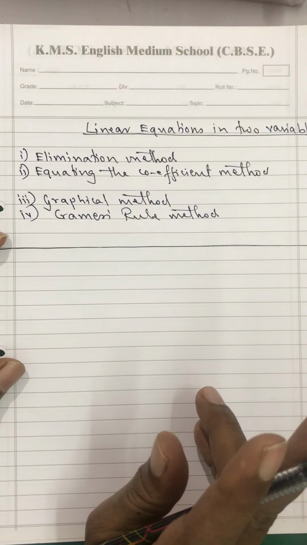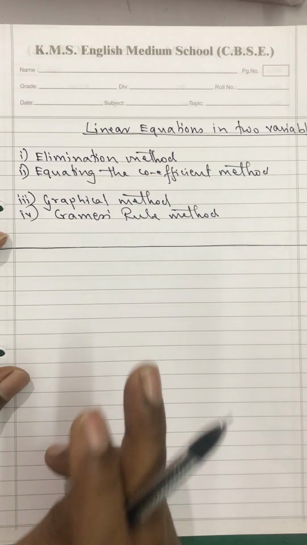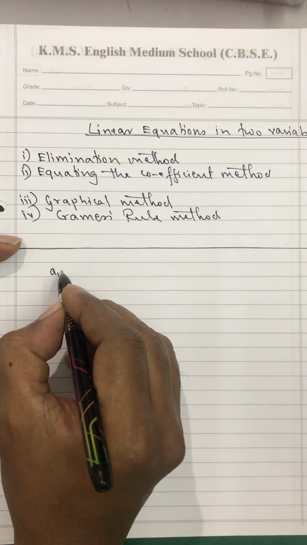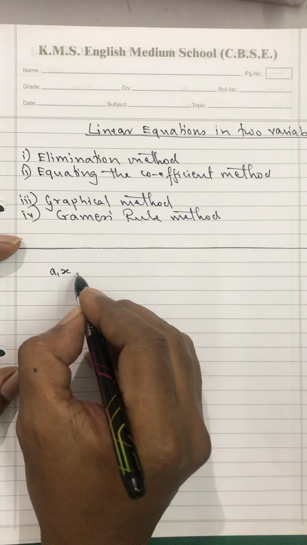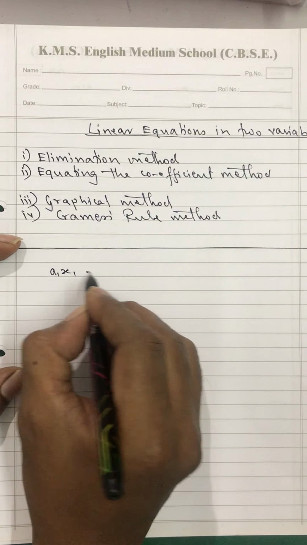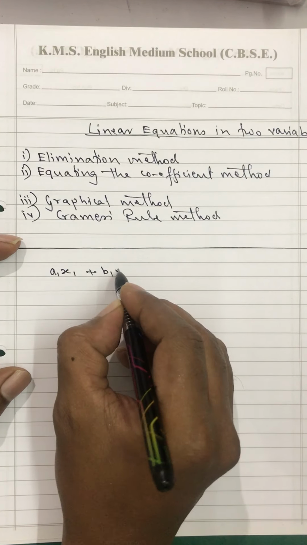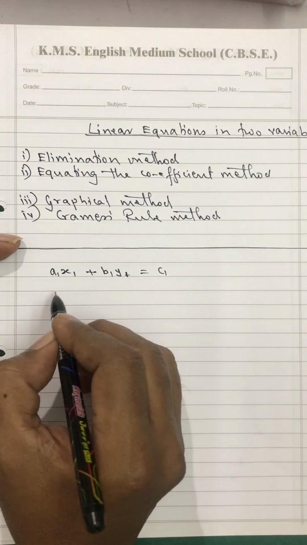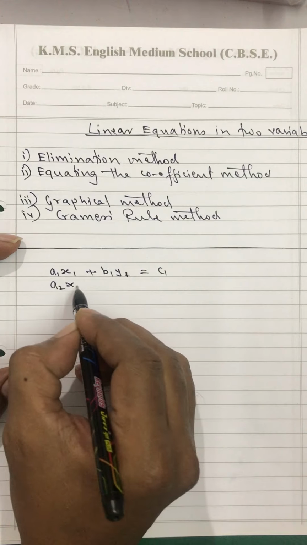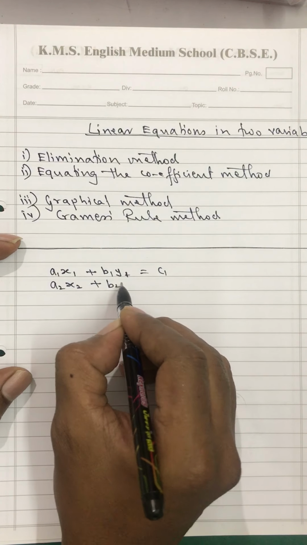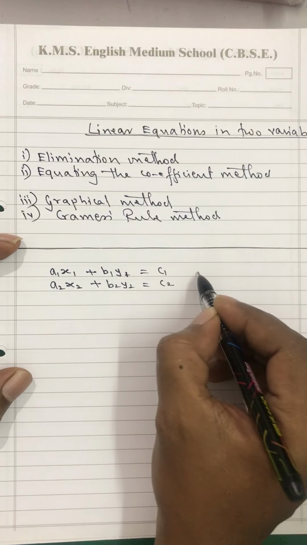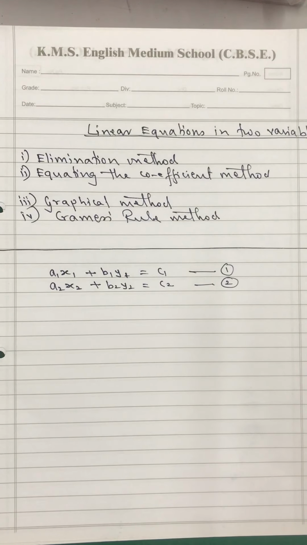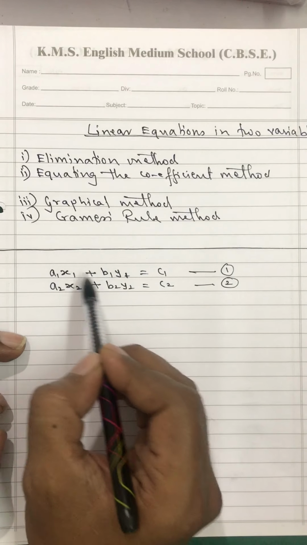Basically, there are two different equations which have two different variables. Usually, they are like this: a1 x plus b1 y is equal to c1, and they will be having another, a2 x plus b2 y is equal to c2. There will be two equations like this, and you have to solve and find the values of x and y.